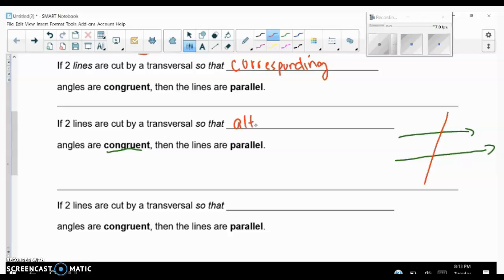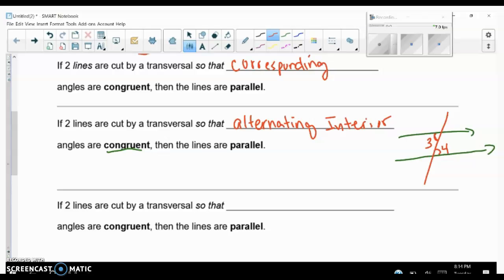If two lines are cut by a transversal so that alternate interior angles are congruent, then the lines are parallel. That's true. And again, that works backwards and forwards too. If they're parallel, then the alternate interior angles are congruent as well. So like we see, 3 is congruent to 4.